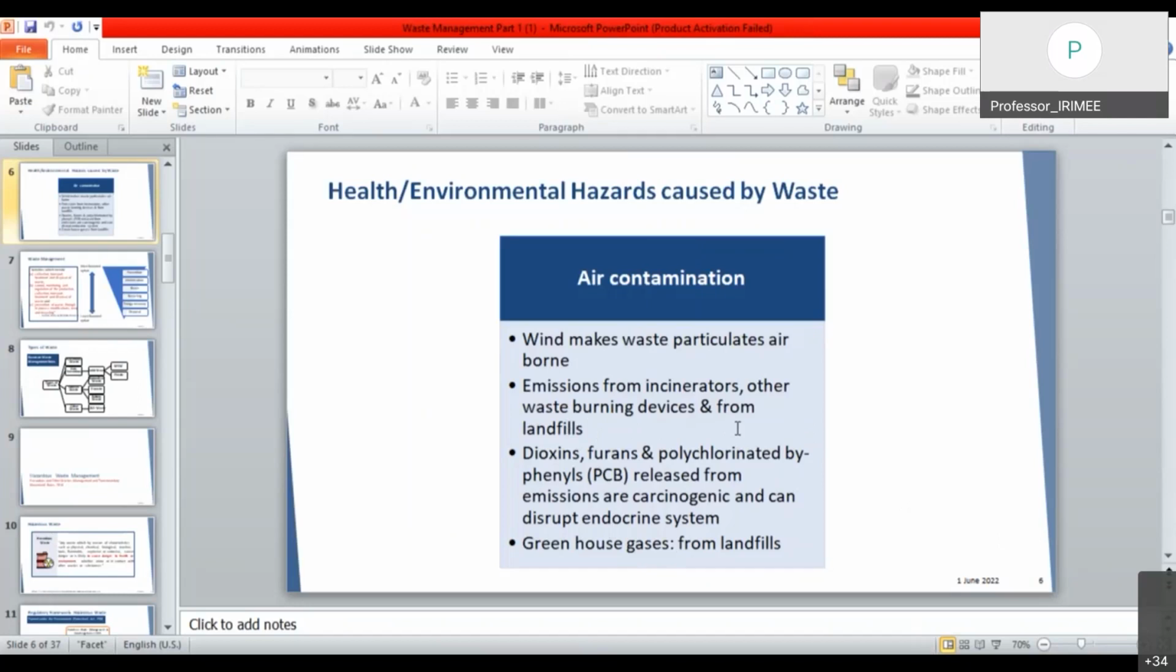Then plastic wastes, when they are left unattended, release dioxins, furans, chlorinated biphenyls, PCBs. These are released in the emissions, are carcinogenic and can disrupt the endocrine system. Then greenhouse gases from the landfills.